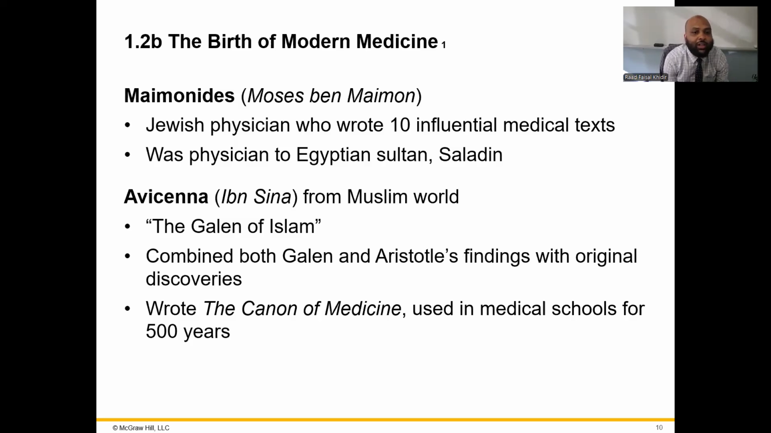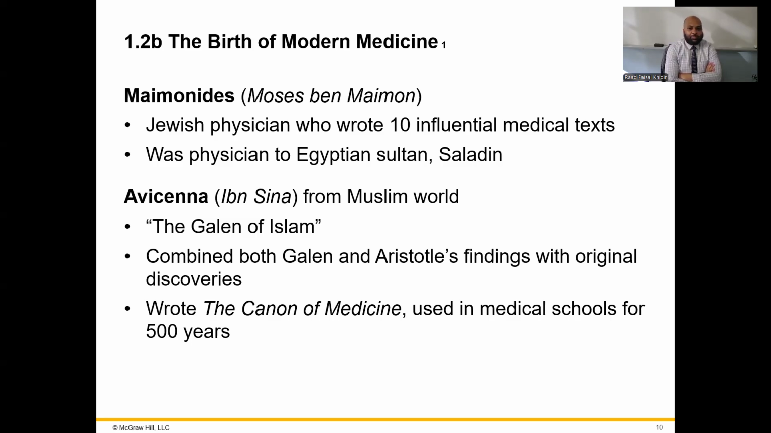Okay, then Maimonides came, and this was a Jewish physician. He wrote 10 influential medical texts, and he was the physician to the emperor, the Egyptian sultan at the time, Saladin, which happens to be the name of the book. Yeah, very interesting.